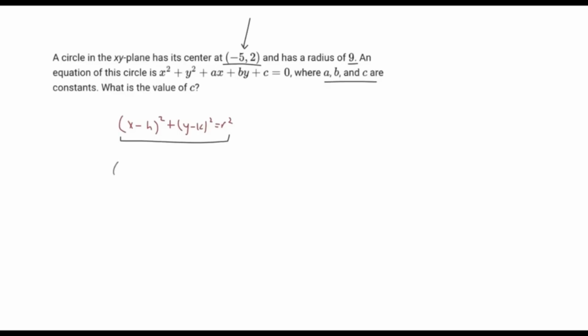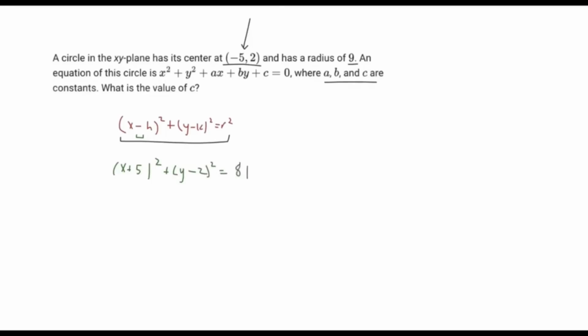And so here we'll have x, and because we have a negative 5, and the standard form here is a negative, in reality h here is negative 5, right? So if you take a negative of a negative, that's in reality just positive. So x plus 5 here is going to be squared plus y minus k. K here is just positive 2 squared equals the radius squared. The radius we know is 9, so 9 squared is 81.